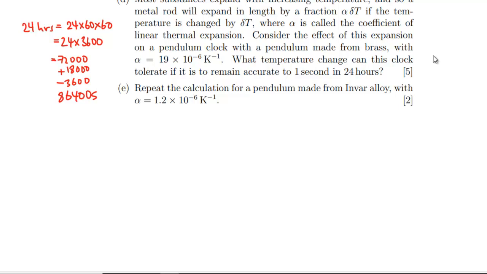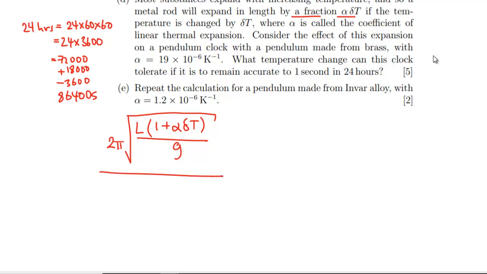If we do a fraction, our new period, we've got 2 pi root L over G for this one because we're doing the ideal pendulum. But this is a fraction increase. It expands the length by a fraction alpha delta T, so we're going to have 2 pi root L(1 plus alpha delta T) divided by G. That's our new, longer period. If we divide that by 2 pi root L over G, our standard period, then that needs to be less than 86401, adding on the extra second, divided by 86400.